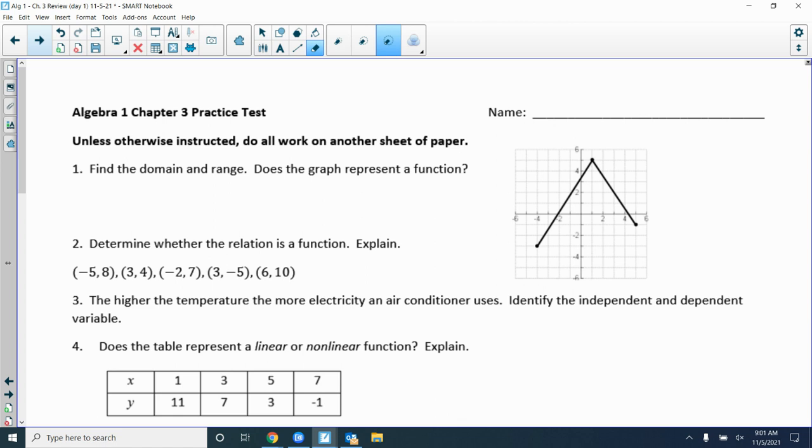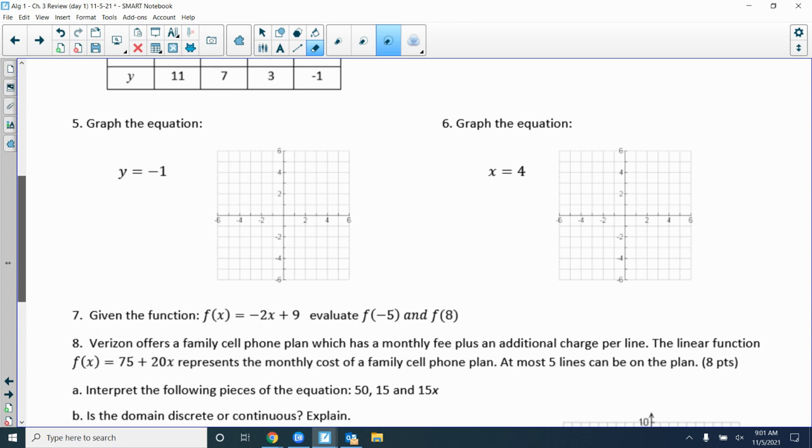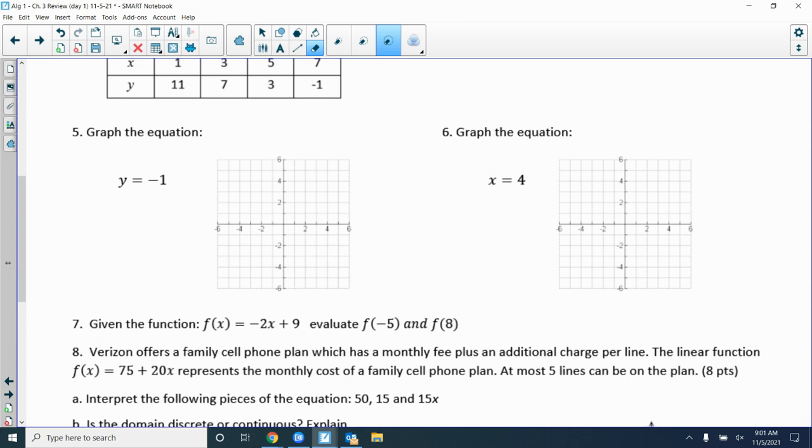Unless otherwise instructed, do all work on another sheet of paper. Here's my only instruction. You may graph on the practice test, but all your other work should be written on a separate sheet of paper. Number your work. Number 1, number 2, list it. If you're really confused on something, put a star. Right now, you should have your 2 quizzes out in front of you: the quiz from 3-1 to 3-4, and the quiz I just handed back. And then we'll look over those if you get a question.